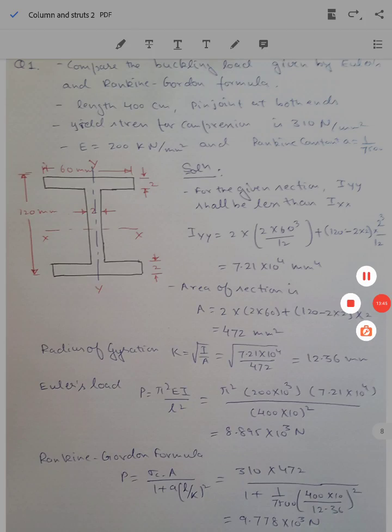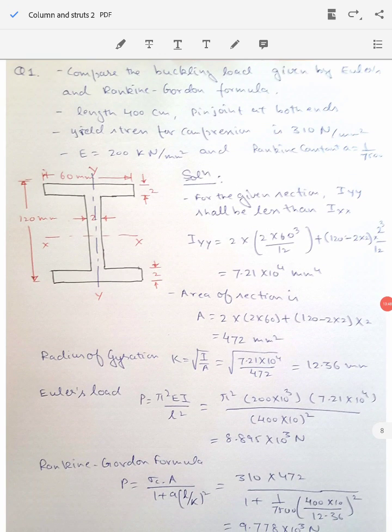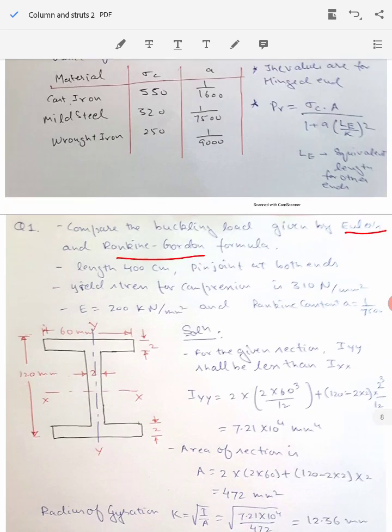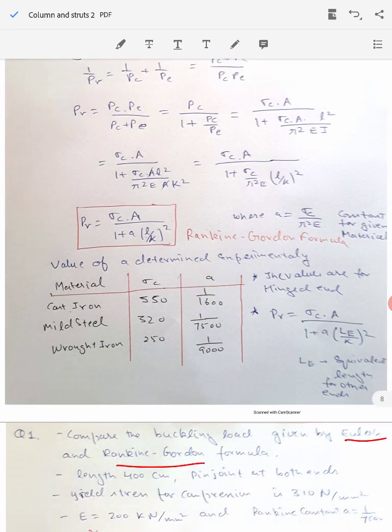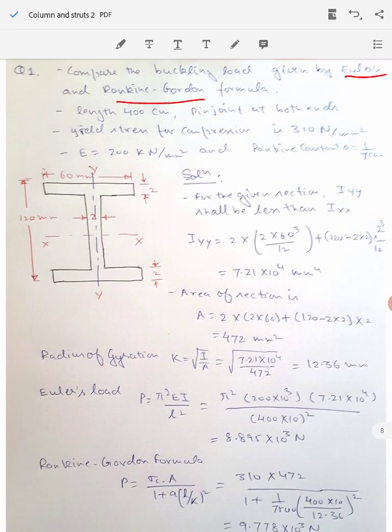Now let's do some numerical, and this is our first numerical. Here we have been given a column which has an I cross section, and we need to compare the buckling load calculated by Euler's formula and the Rankine-Gordon formula. Sorry, I just need to tell you that the formula we just used here is also termed as Rankine-Gordon's formula. Either we say Rankine formula or Rankine-Gordon formula, it is one and the same thing. So in this numerical we need to calculate the value of buckling load both by Euler's load and Rankine load and compare it. That means we need to find the ratio between them.